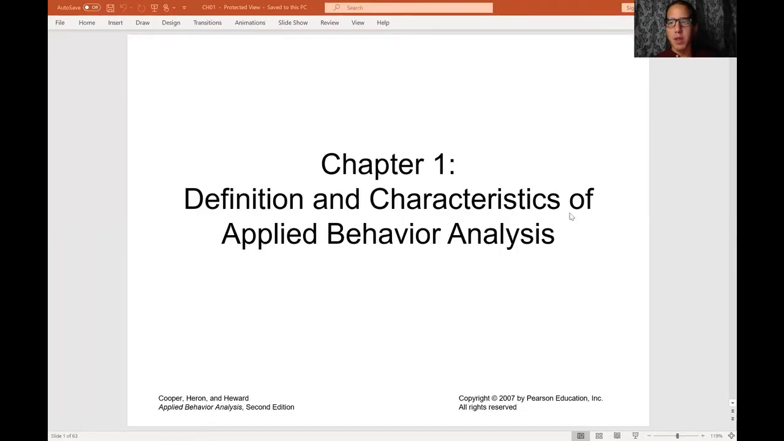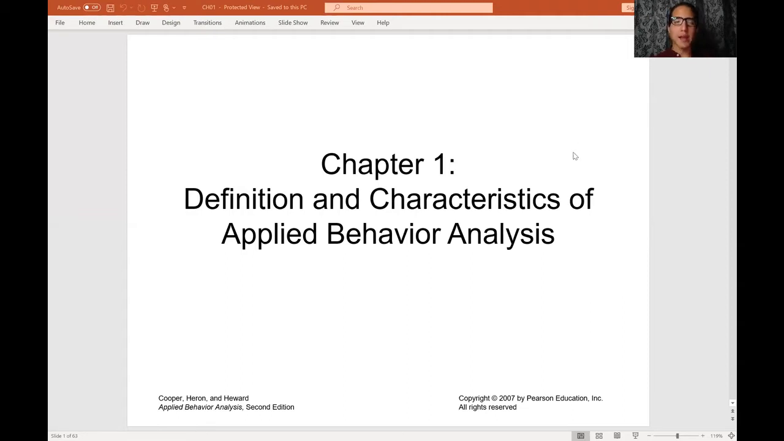Hi. So the idea is that I'm going to go over the Cooper, Heron, and Heward Applied Behavior Analysis PowerPoint's book. It was not created by me, but I'm going to go over them, try to give my little 2 cents, and provide you another guide so that you can study applied behavior analysis, whether it is for an exam or for anything else. If you just want to learn about applied behavior analysis, which is great. Okay, let's just go ahead and get started right away.